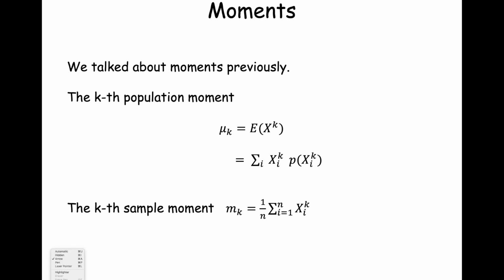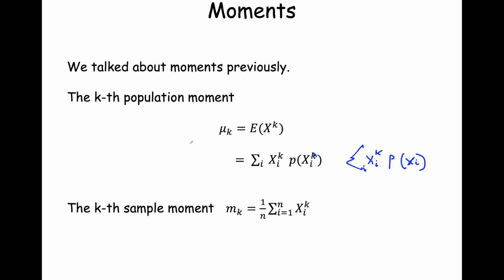Now there's a little bit of a typo here. This typo, that should not be to the k. It should be the sum over i of xi to the k power times the probability of xi. That shouldn't be xi to the k power inside of the probability.